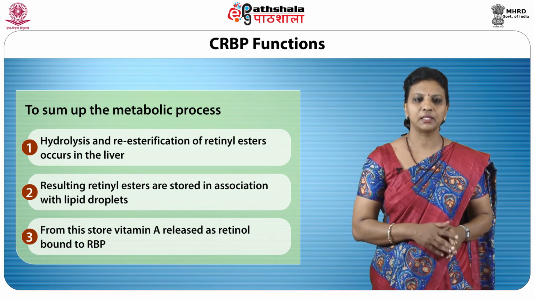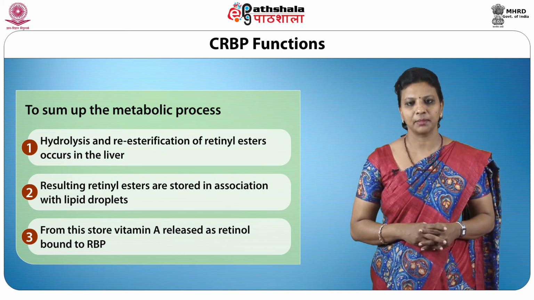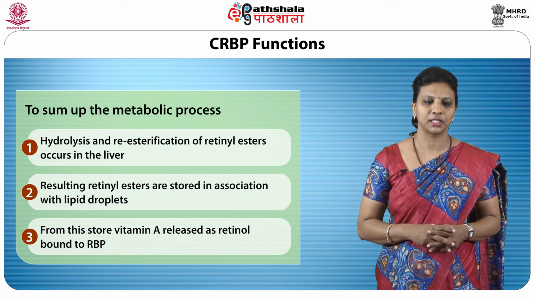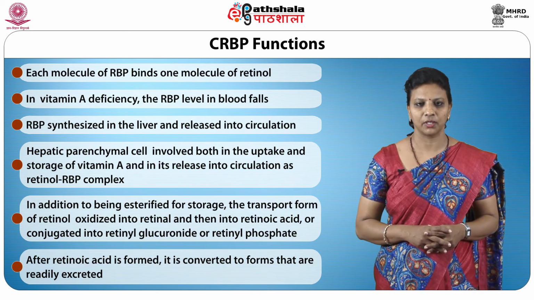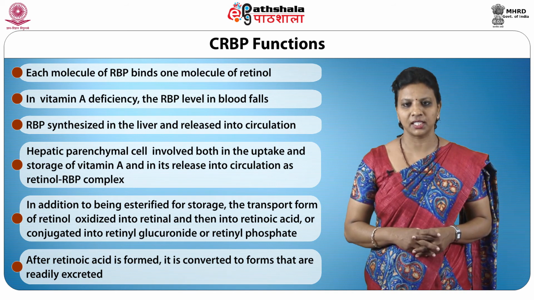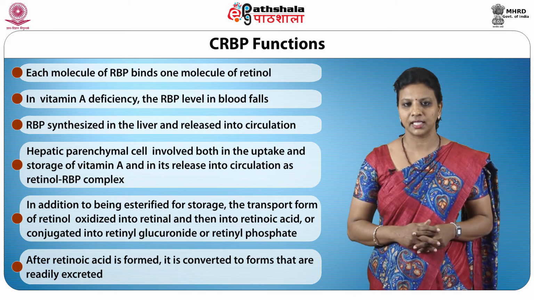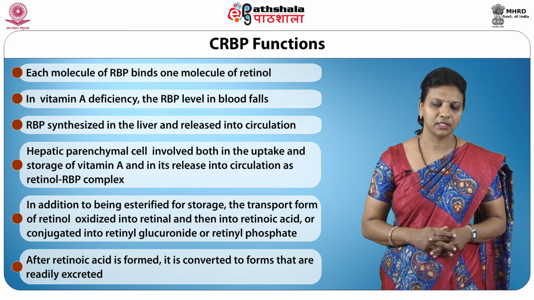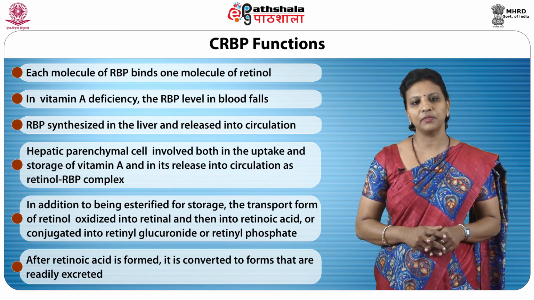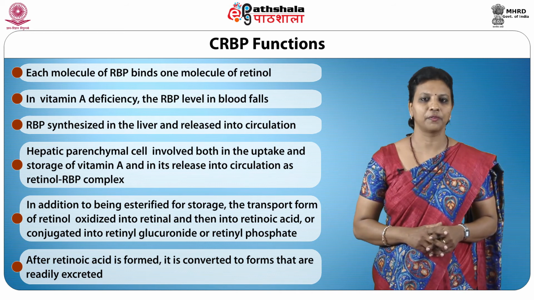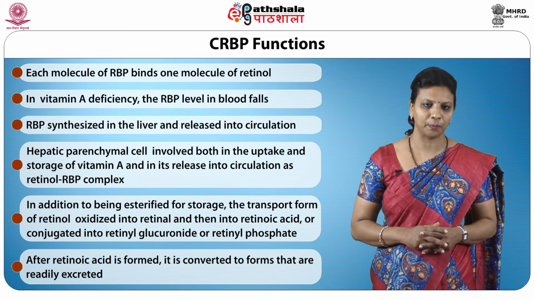From this store, vitamin A is released as retinol bound to a specific transport protein present in plasma called retinol binding protein. Each molecule of RBP binds one molecule of retinol. In the case of vitamin A deficiency, the RBP level in blood falls. The RBP is synthesized in the liver and released into circulation. Thus, it is evident that the hepatic parenchymal cell is involved both in the uptake and storage of vitamin A and in its release into circulation as retinol RBP complex.